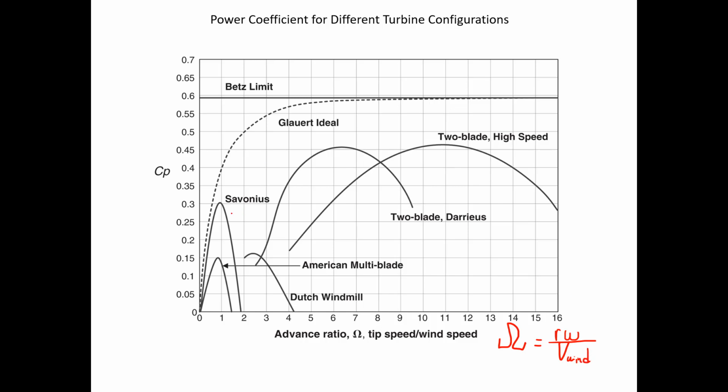You can see here we have several different types of turbines laid out. Here's the Betz limit, just shy of 0.6. And as the advance ratio increases, you can see how that affects the efficiency performance of these various different types of wind turbines. As you can see, there's an optimal advance ratio, where the power coefficient decreases if the advance ratio increases past or below a certain point.